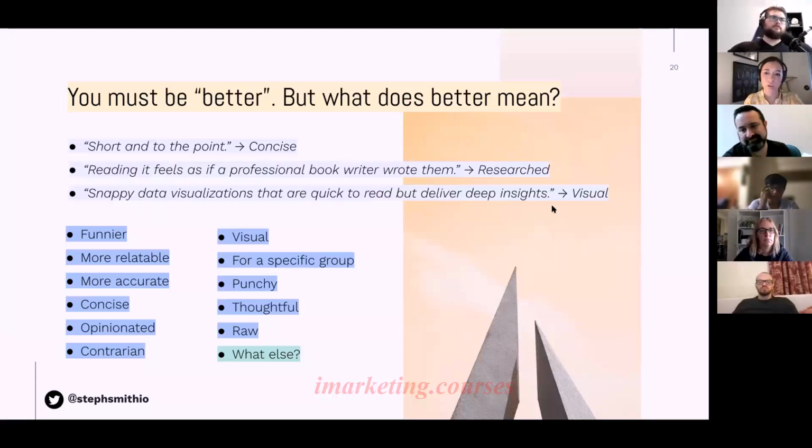But I don't know how you're differentiating your content. Is it going to be funnier? Is it going to be more concise? Is it going to be more relatable? Is it going to be more punchy, more raw, more visual? What is it going to be for some cohort of users that care about that thing?